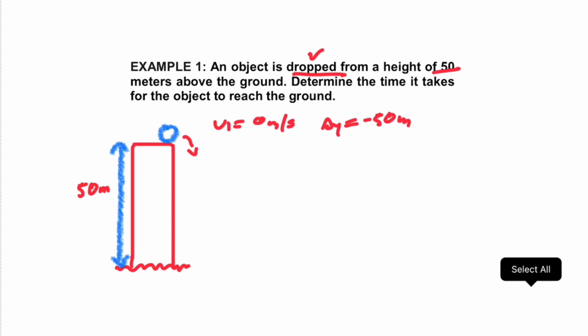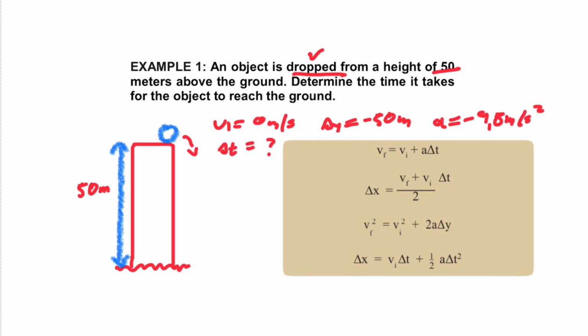So I have Vi, I have delta Y. Another variable I have is the acceleration. The acceleration is always 9.8 meters per second squared downwards. As I'm taking up as positive, then my acceleration will have a minus sign to show that it is going in the opposite direction. Minus 9.8 meters per second squared. What am I looking for? I'm looking for the time it takes to reach the ground. So these are the four variables I have. Which equation can I use when I have these four variables?